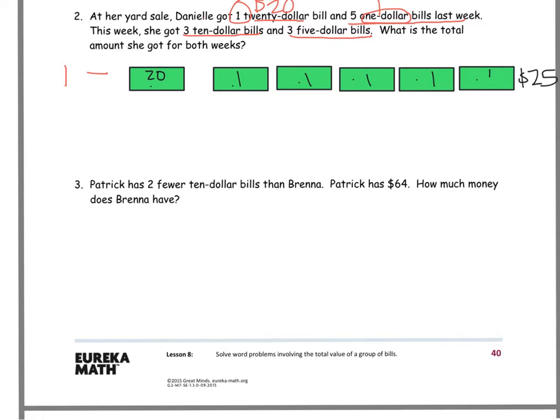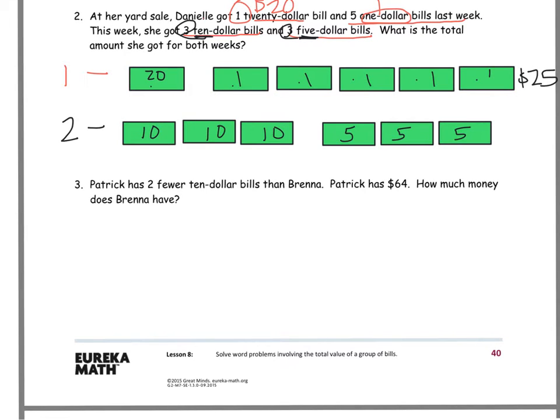Now I got to take a look at week 2. And she has 3 $10 bills and 3 $5 bills. So I'm going to draw those in. And now I'm going to go through and count and see how many she had in the second week. So I have 10, 20, 30, 35, 40, 45.